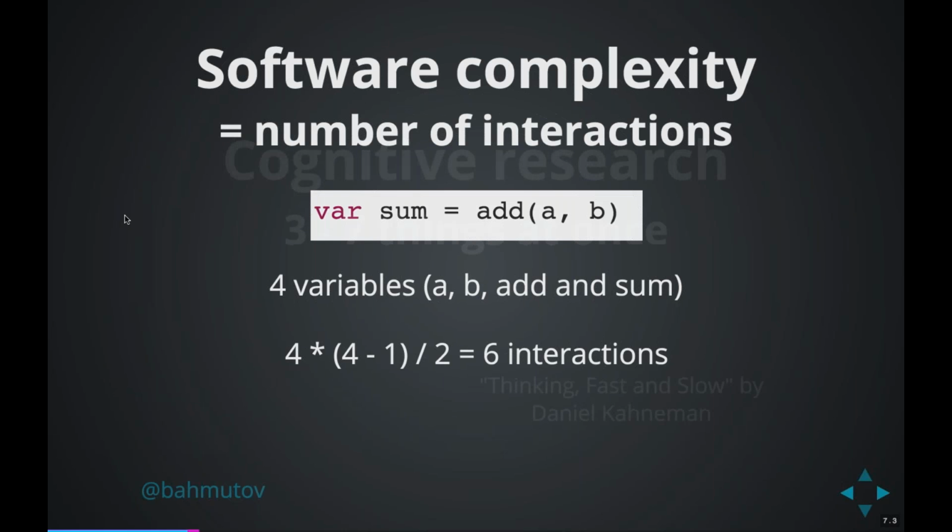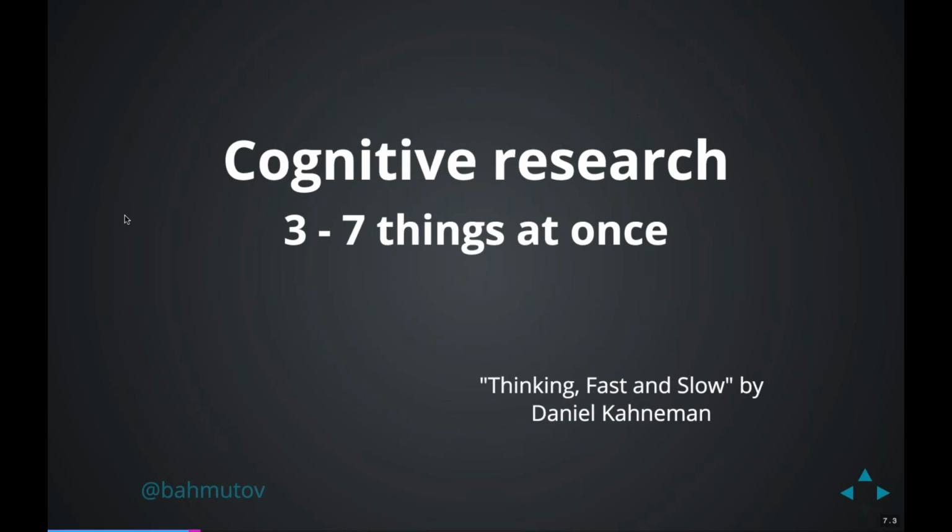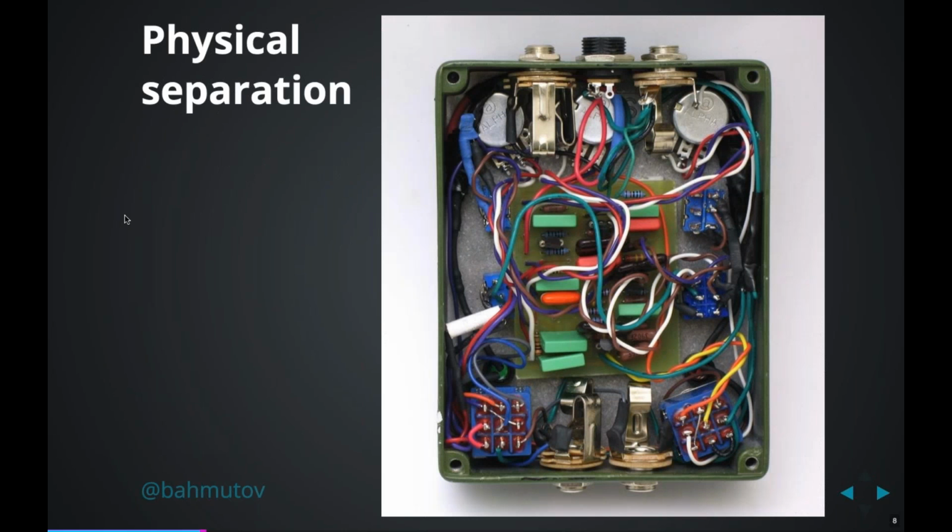It's 6 interactions. And the brain research people always say that your mind is limited. It can only hold, at most, 7 things at once in its short-term memory. And we have a solution, right? In order to reduce the cognitive load of your code or physical things, you have to physically separate them.